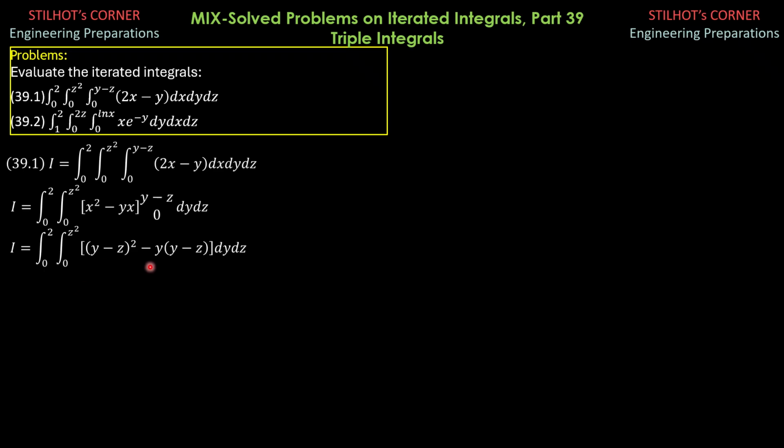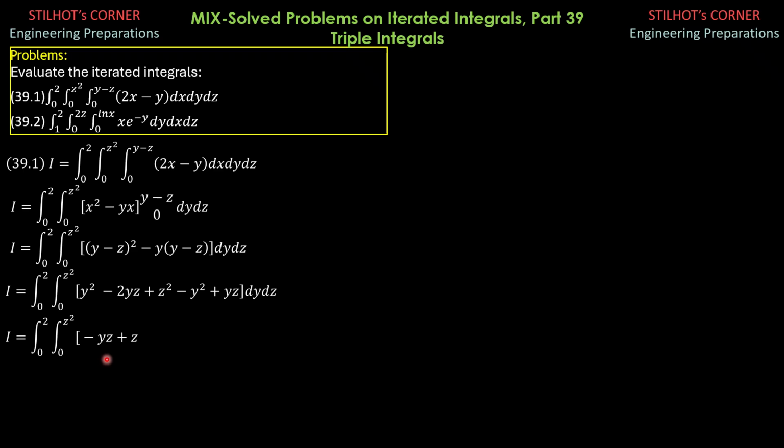Simplifying by expanding, I'll call the value of the integral I. So integral 0 to 2, 0 to z squared of quantity y squared minus 2yz plus z squared minus y squared plus yz, dy dz. Combining like terms, we cancel out y squared and we have negative yz plus z squared. Integral 0 to 2, 0 to z squared, quantity negative yz plus z squared, dy dz.